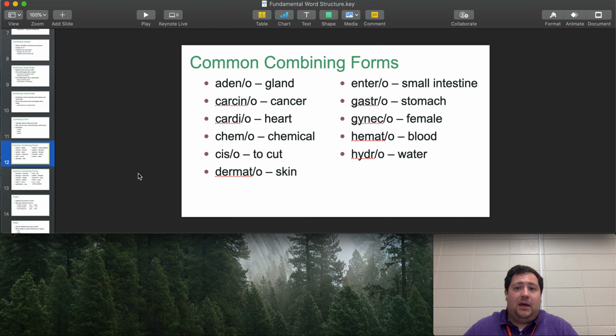Hemato means blood, like a hematologist is one who studies the blood. Or a hematoma, you don't know the suffix OMA yet, but OMA means a mass. So a hematoma is a mass of blood. We call that just a bruise. Hydro means water.